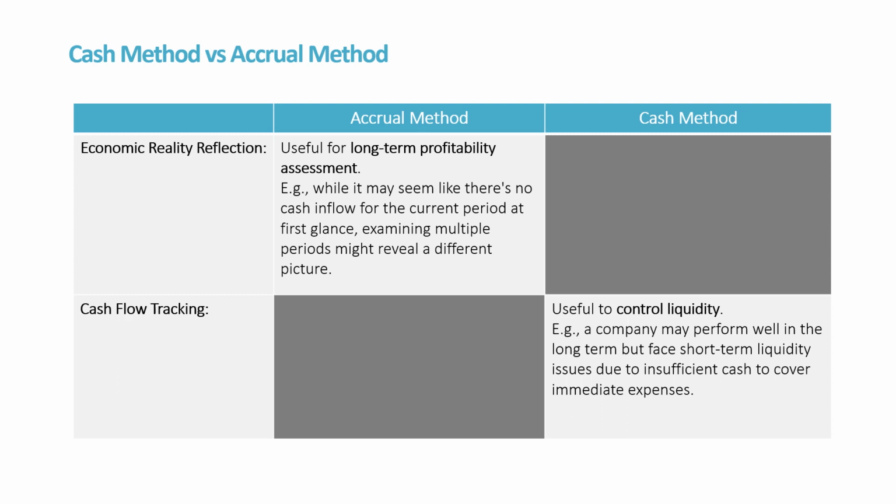On the other hand, the cash method is useful for controlling liquidity because it's a better method for tracking cash flow. As an example, let's say a company performs well in the long term, however, it might face short-term liquidity issues due to insufficient cash to cover immediate expenses. It might be due to ineffective liquidity control using the cash method. In short, the accrual method provides insight into long-term profitability, while the cash method is crucial for monitoring short-term liquidity.